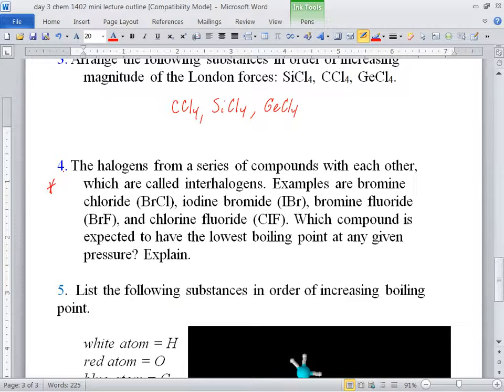The halogens form a series of compounds with each other. Examples are bromine chloride, iodine bromide, and so on. Which compound is expected to have the lowest boiling point? Which one had the lowest boiling point?